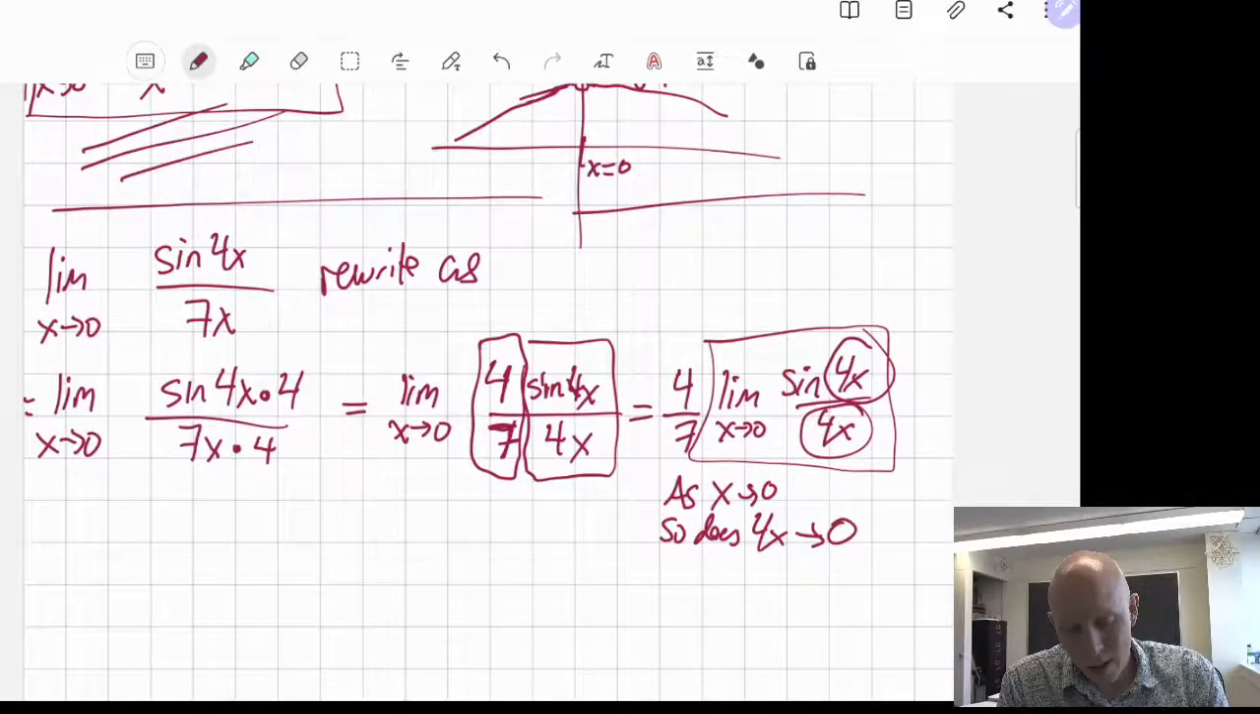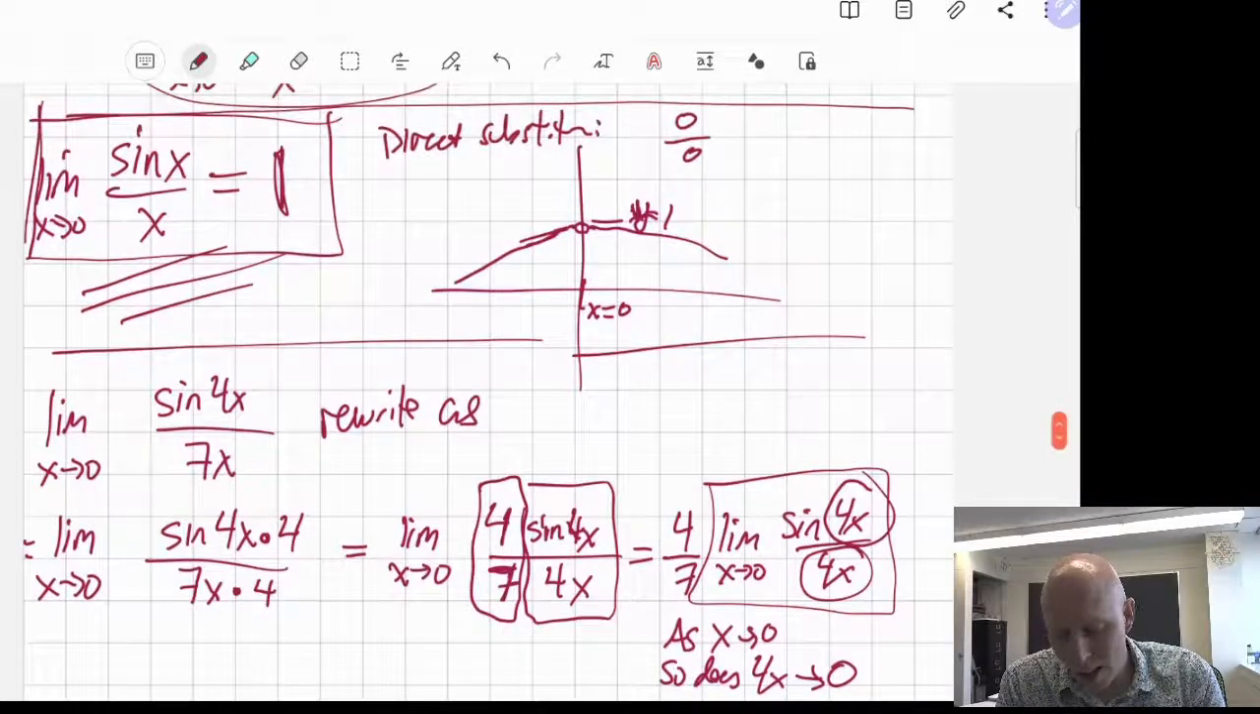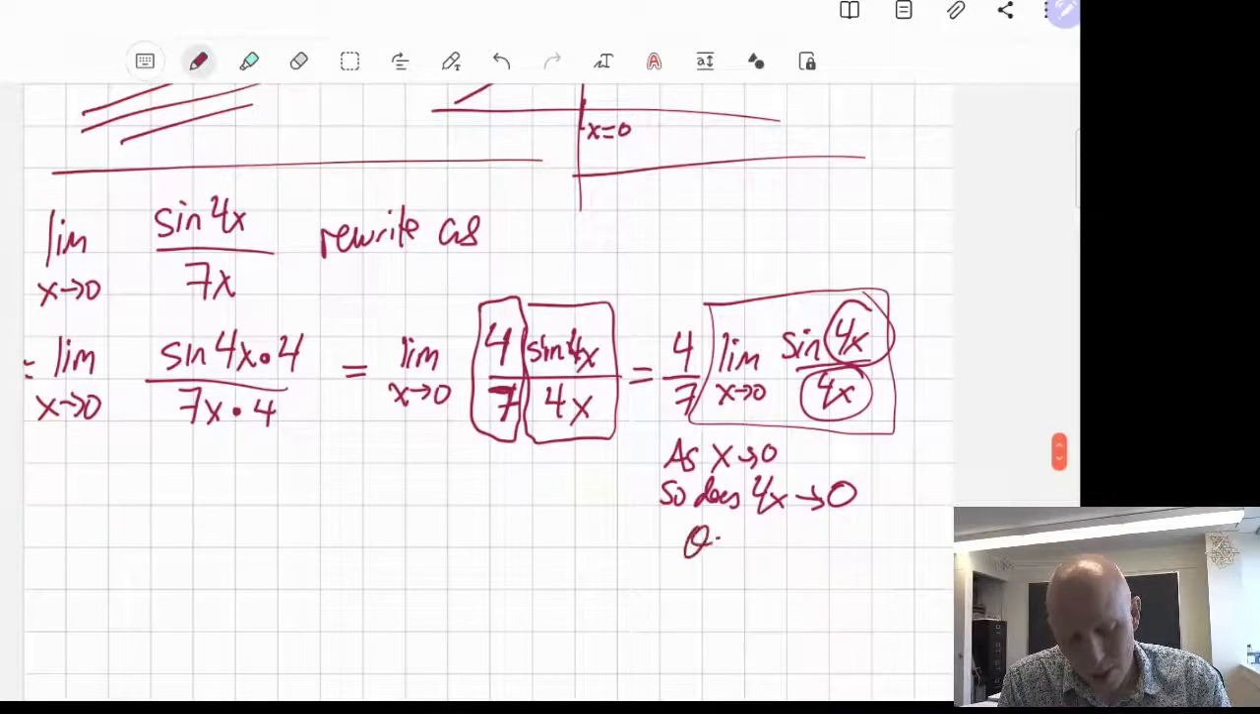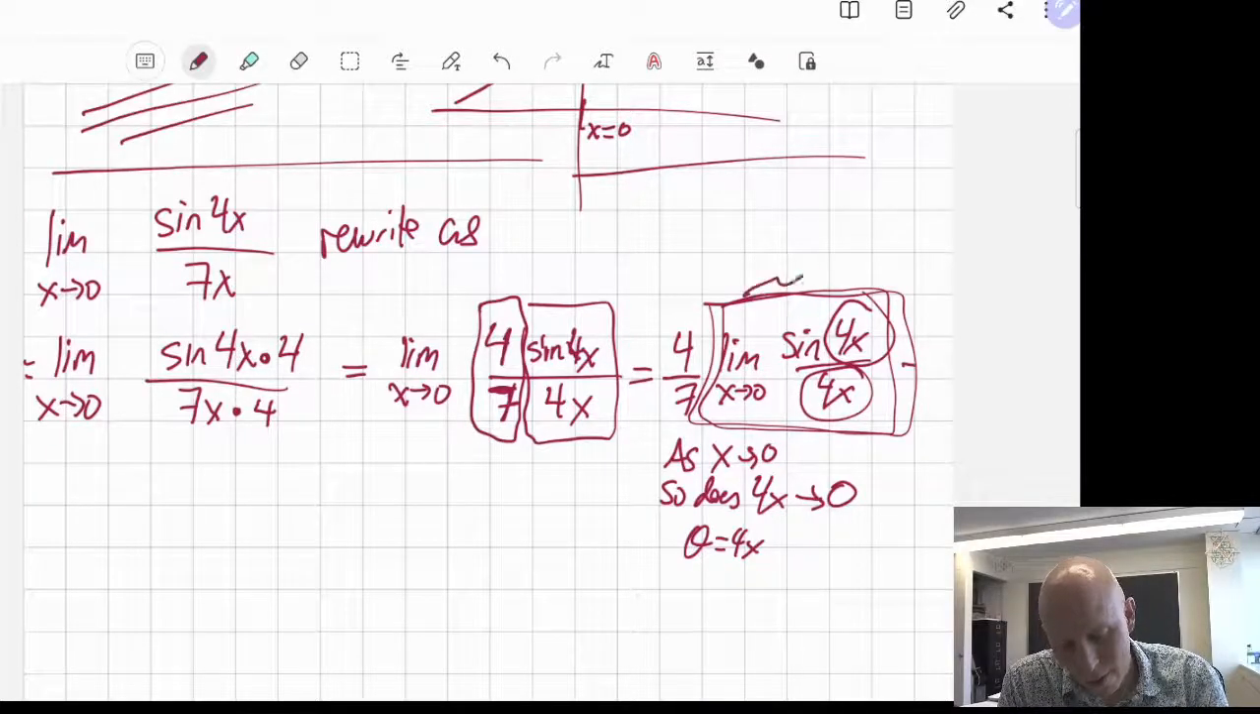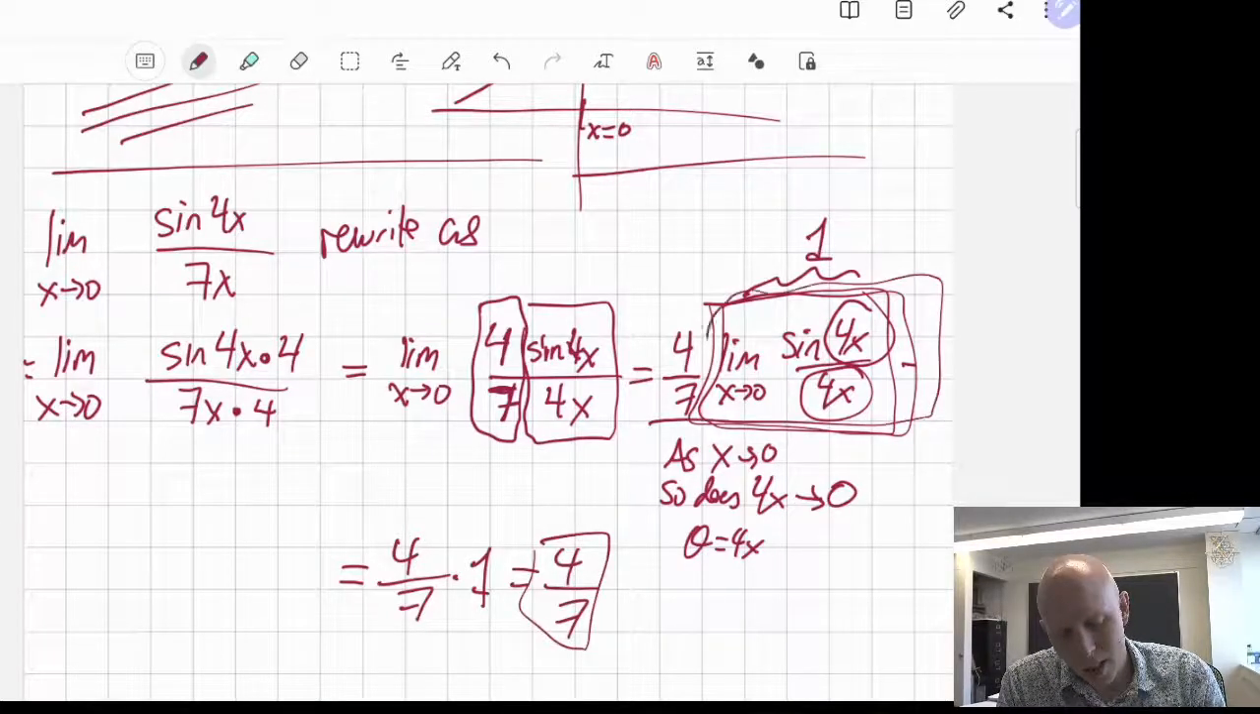And because we know that the sine of anything, maybe what we should do is write this as sine of theta over theta. If we think of theta as equal to 4x, then what we're seeing is that this limit, because it has the same thing inside the sine as in the denominator, is equal to 1. So the final answer here is 4/7 times 1, which is 4/7, because this limit goes to 1.